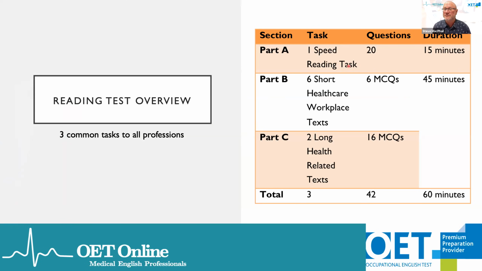Part A, the speed reading task, is just 15 minutes for 20 questions. And for Part B and Part C, you have 45 minutes. This is where we've got multiple choice questions: 6 for Part B, 16 for Part C. That's a total of 42 questions, everyone. You've got 60 minutes. I have it on good authority that you want to be trying to get above 30 to get that B grade. So that means you're going to have to perform quite well in all sections to get that overall mark. The reading is the same for all professions.